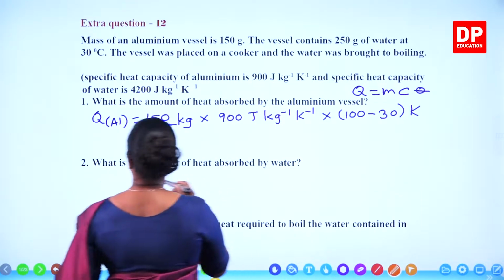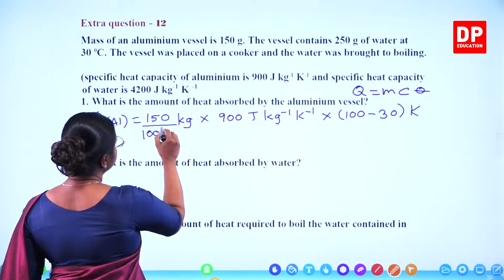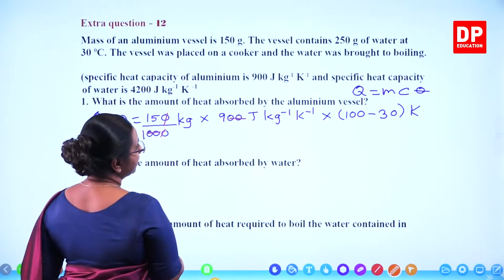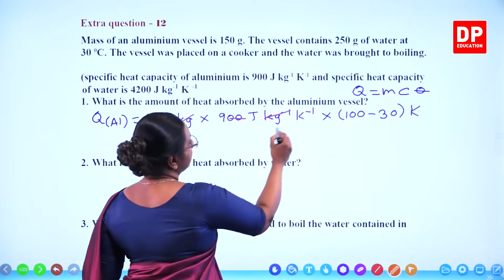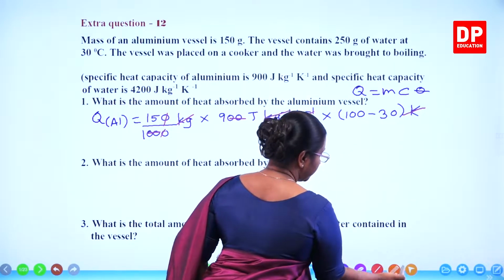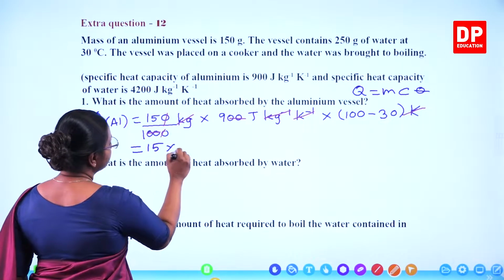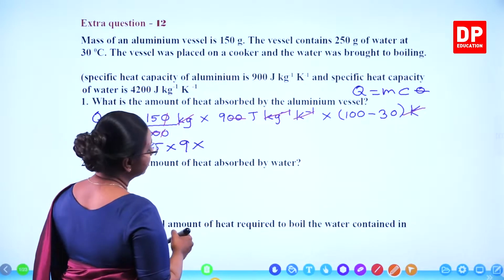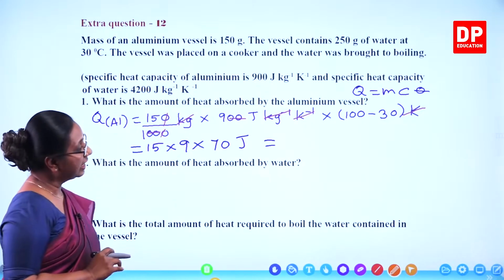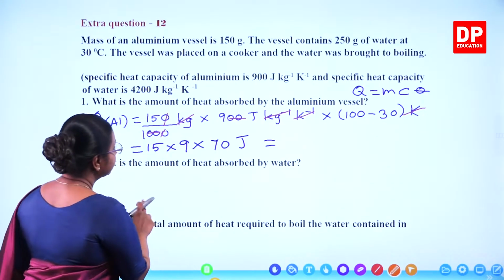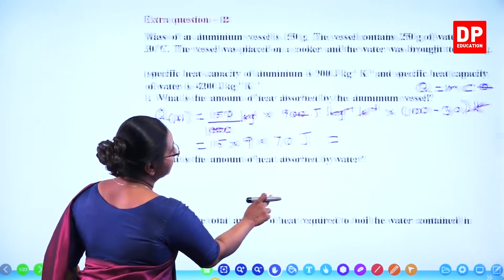If we simplify this, we can simplify this first. So here you can see these two can be cancelled off. These two can be cancelled off. And then kilogram minus 1 and kilogram, Kelvin minus 1 and Kelvin. So then we will have the values as 15 into 9 into 100 minus 30. So that's going to be 70 joules. If we do the calculation, I will do it on this side.